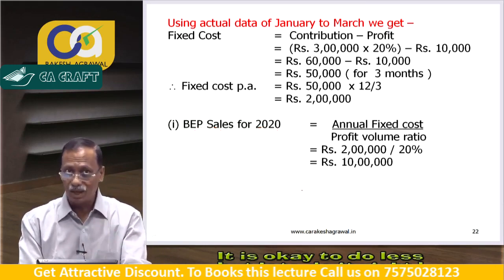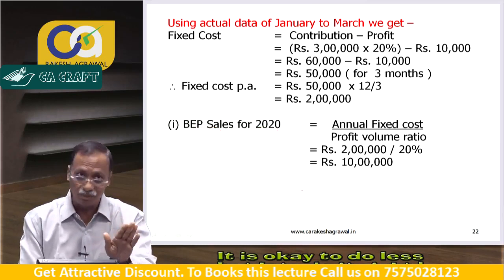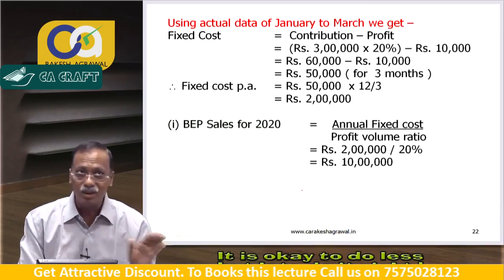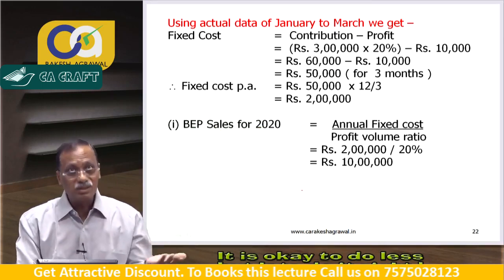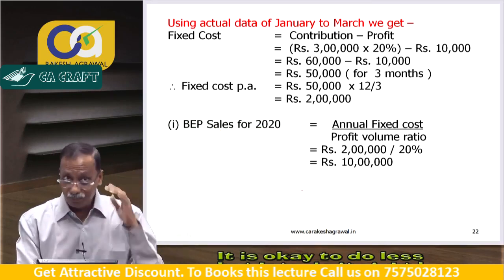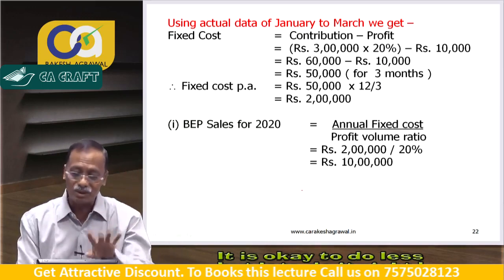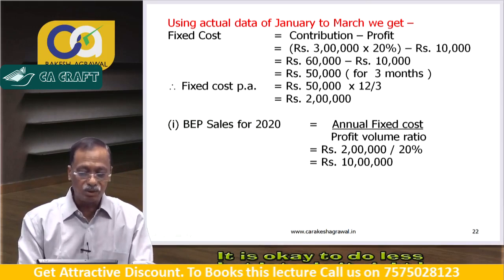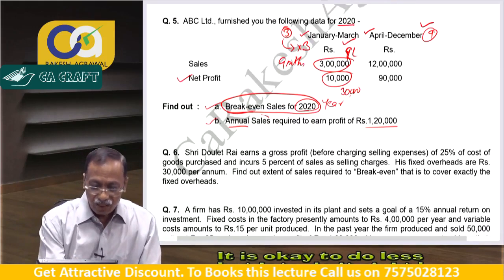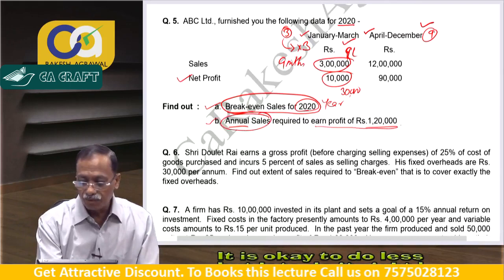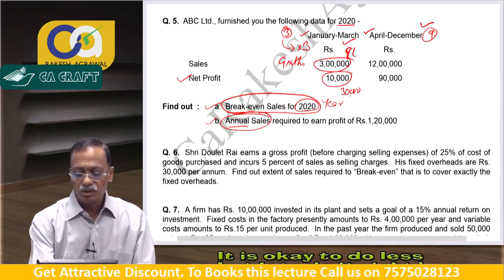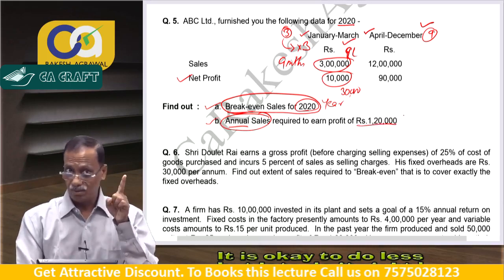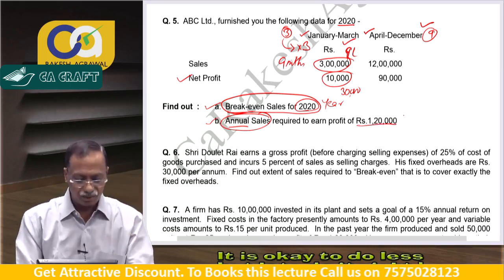I repeat once again, I don't underestimate your ability. By telling you such minute things, I am not at all underestimating your ability, but such queries have come in the past. It means someone is thinking like this. Therefore I am explaining. Okay. This was BEP sales rupees 10 lakh. Now the second part of the question was annual sales required to earn a profit of 1,20,000. So simply speaking, desired profit plus annual fixed cost divided by PV ratio, and your answer is ready.